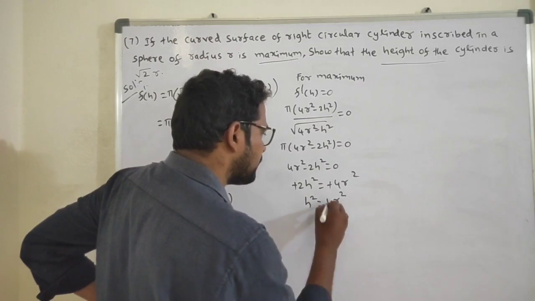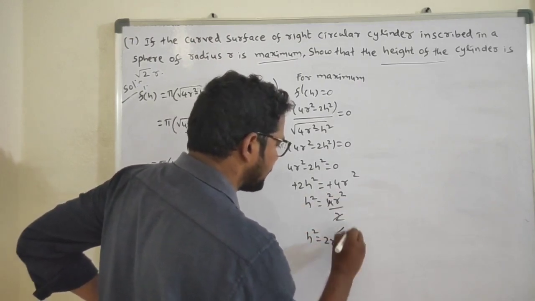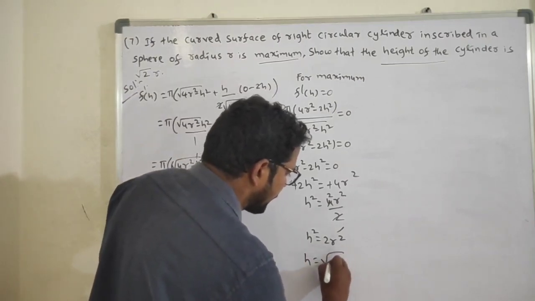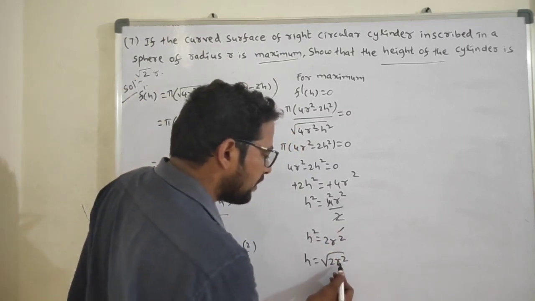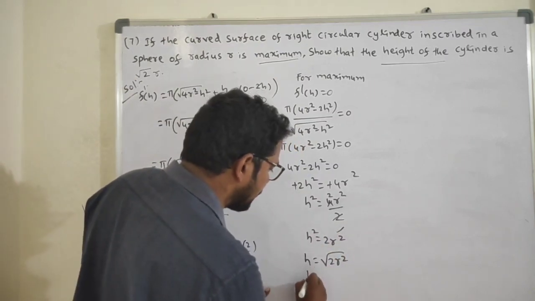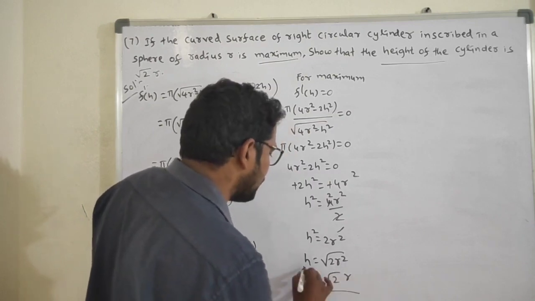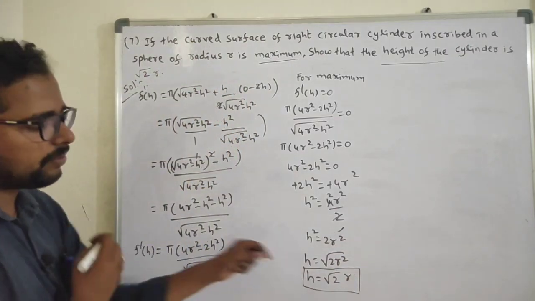2 1s are 2, 2 2s are 4. So h square is equal to 2r square. H is equal to under root of 2r square. For r square, square and root get cancelled. H is equal to root 2r. Therefore, the height of the cylinder is root 2r. H means height, so h is equal to root 2r.